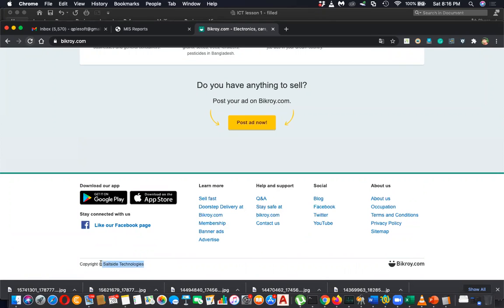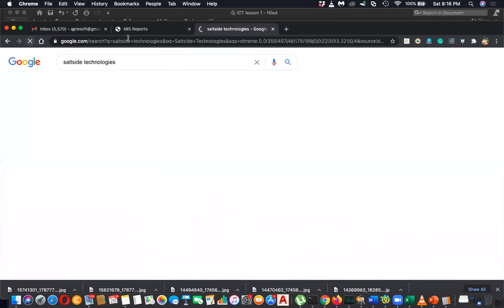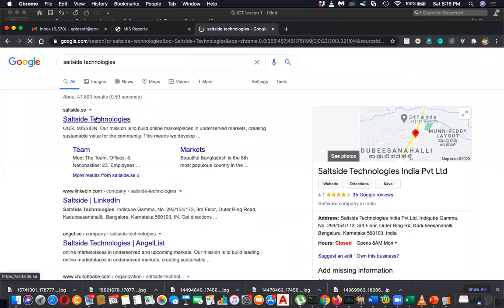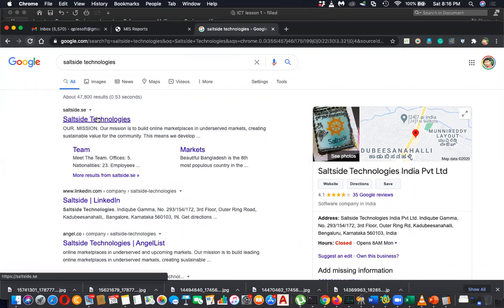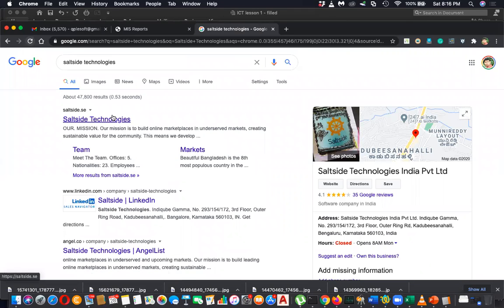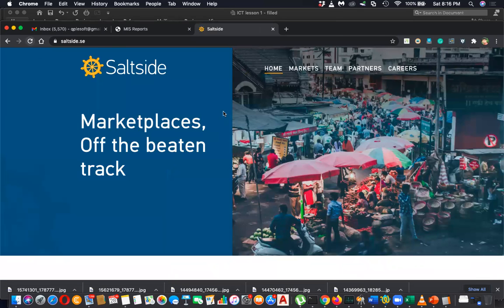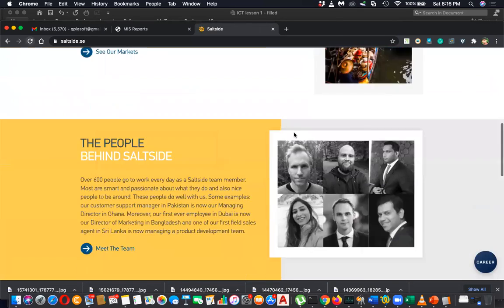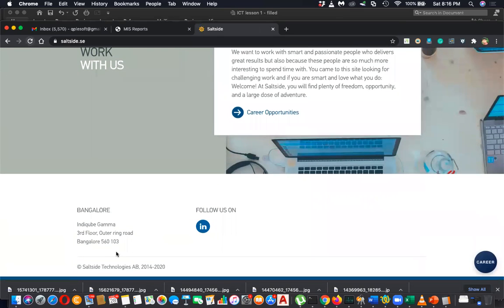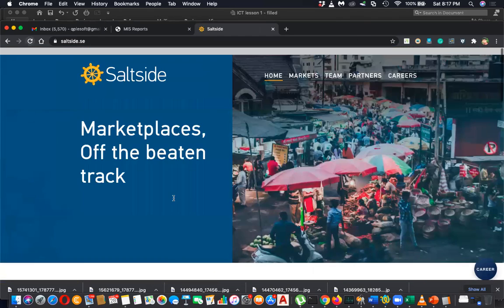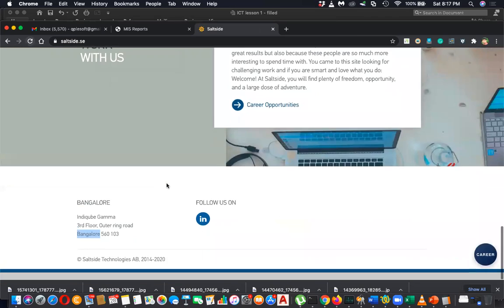ඊට පස්සේ මම පොඩ්ඩක් ගිහිල්ලා බලුවා soul side technologies කියන්නේ කවුද? This is a company, soul side technologies. Yeah, they have branches. There are some other places, but basically, this company is not Sri Lankan company. This team is basically you can go and see. This company is in Bangalore, but earlier days this was in Sweden. Now they have changed, I think. Earlier days this was in Sweden.